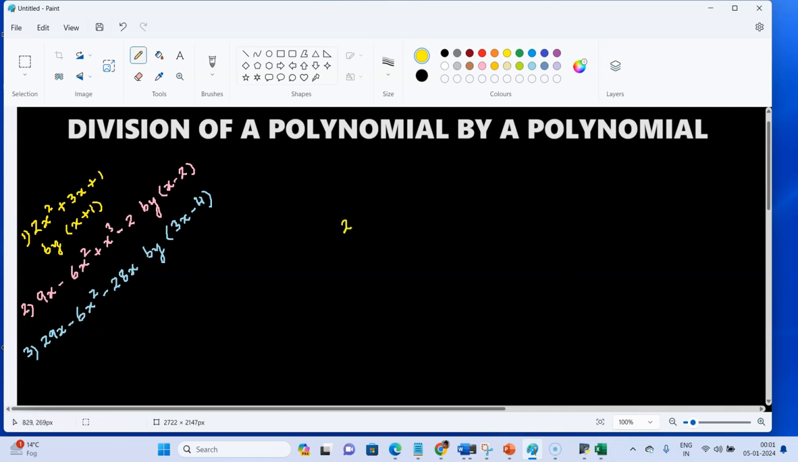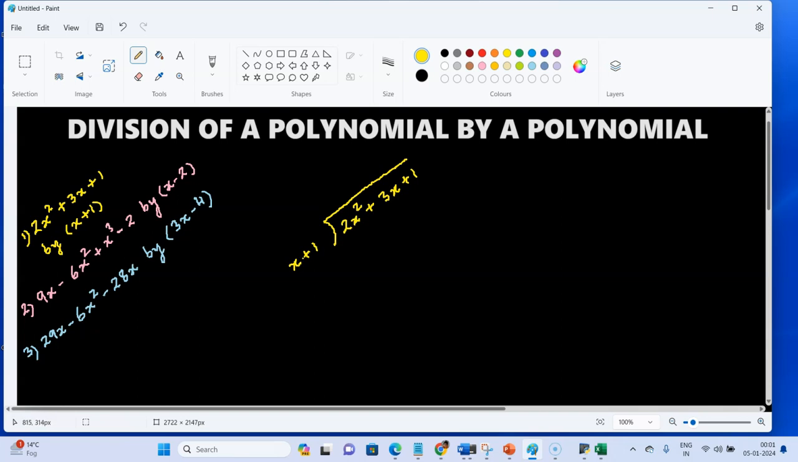So first of all, write the dividend as 2x square plus 3x plus 1, and then write the divisor over here, that is x plus 1.